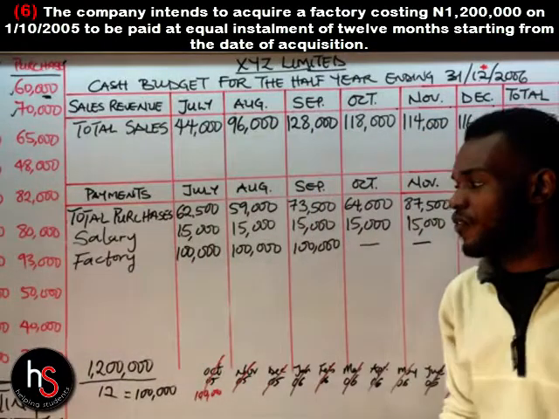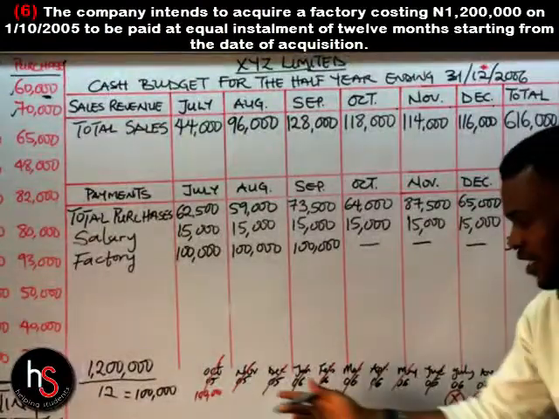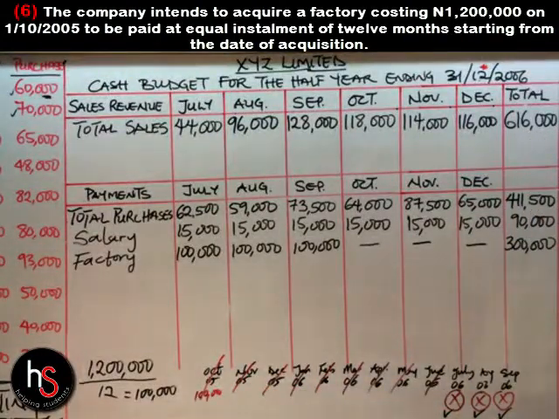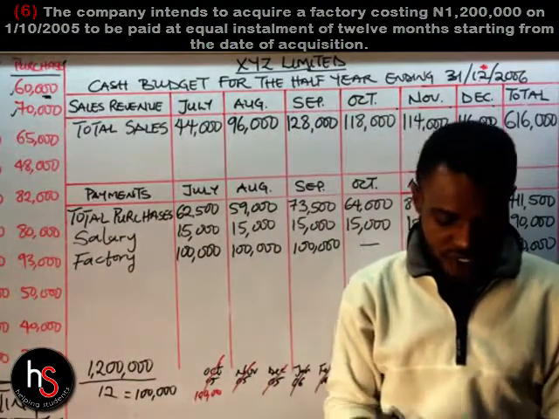Okay? The purchase of factory. Hope you understand this illustration. You can rewind the video a bit and understand this concept very well. Okay? So let us go to the next question, which is the last question, question number 7.